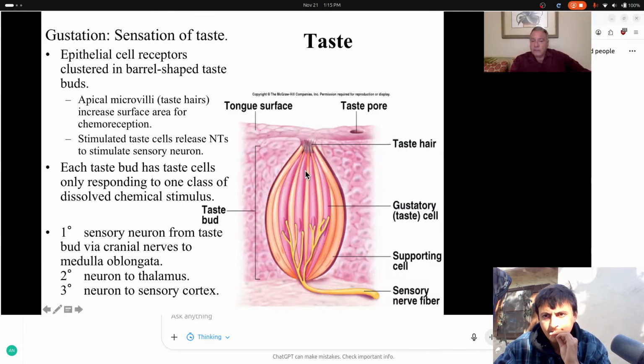Okay, now again, these are special senses, so they're traveling directly via cranial nerves. So the sensory neuron from the taste bud goes to the medulla down in the brainstem, then back to the thalamus again, so the thalamus is also filtering this, and then to the different region of the sensory cortex.